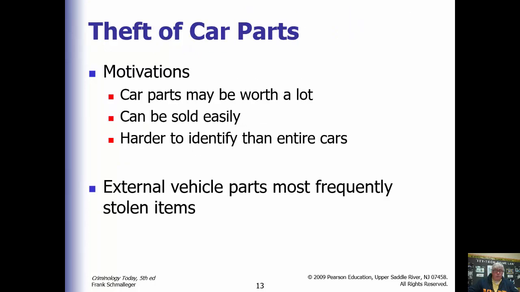Which brings us to the thefts of car parts. Like I said, car parts may be worth a lot. If any of you have taken the time to fix your own vehicle, you know that parts can be very expensive. Or even taking it to the shop, you've got the part cost and the labor cost. Very expensive to fix a vehicle. But if you're in a situation where you can't really afford to fix the vehicle or to buy the parts legitimately, getting stolen car parts could be very helpful to you.